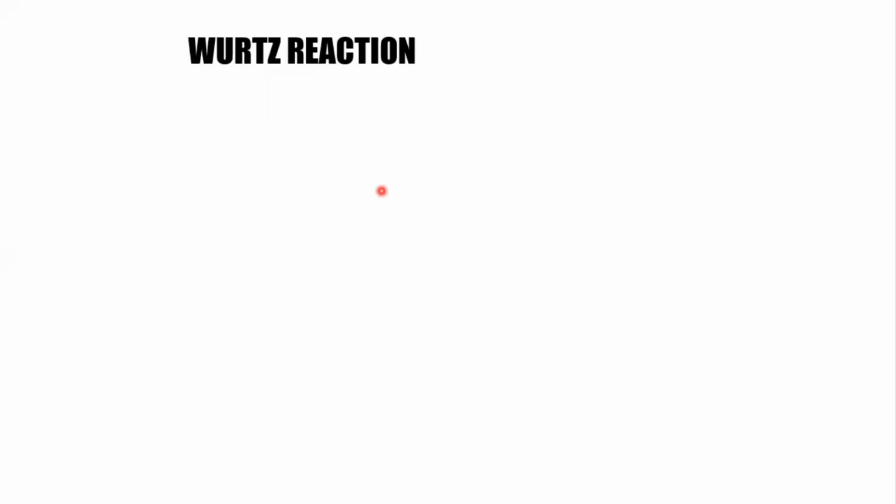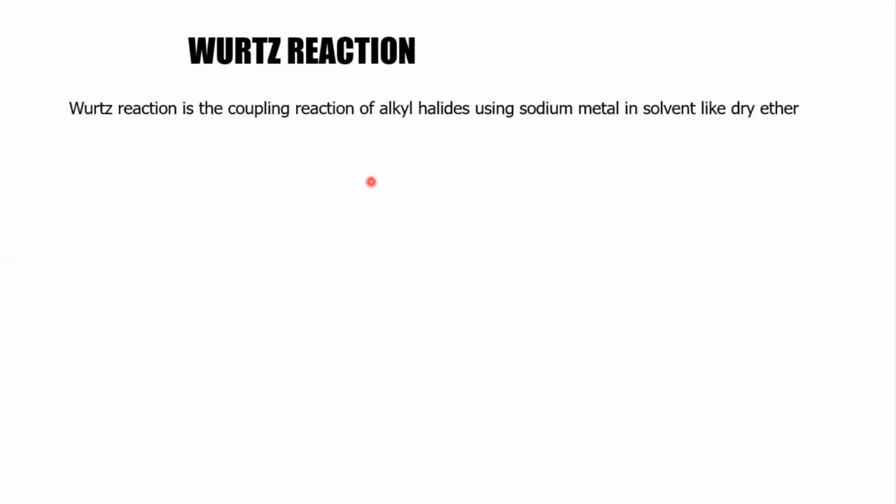In this video, I'm going to discuss the Wurtz reaction. Wurtz reaction is a named reaction which is used to synthesize alkanes. In this reaction, alkyl halides react with sodium metal in presence of dry ether as the solvent to get an alkane and sodium halide as the byproduct.